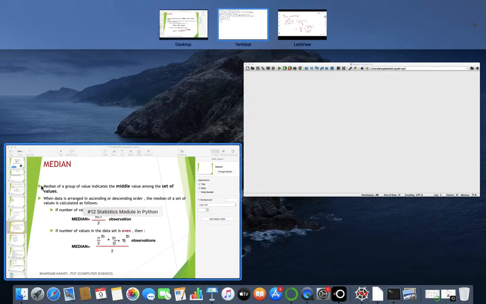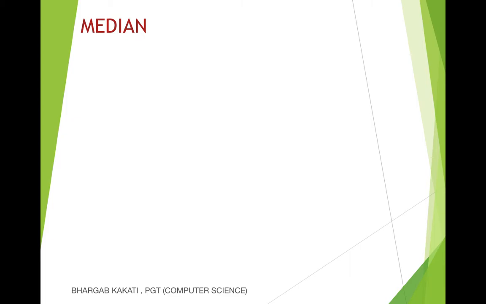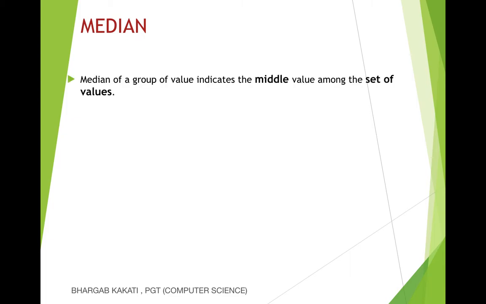Let's move on to the next measure of central tendency, which is the median. The word median means the middle value. The median of a group of values indicates the middle value among a set of values. Now if you are given a set of values and asked to find the median, you are basically asked to find the middle value. There are two cases to find the median, and based on whether the number of observations is odd or even, we will take a different approach.